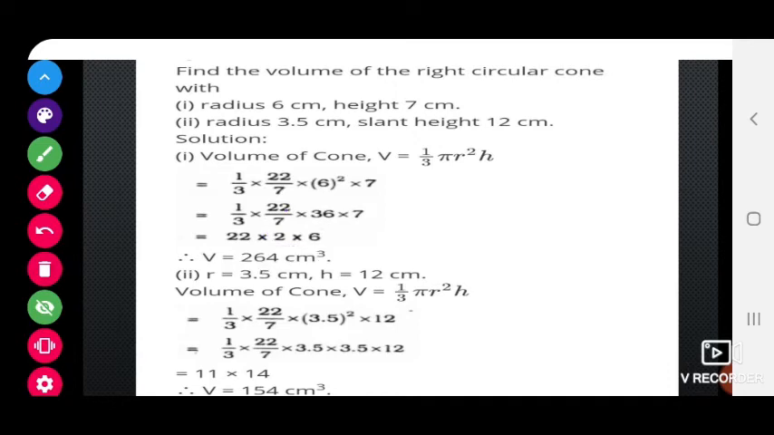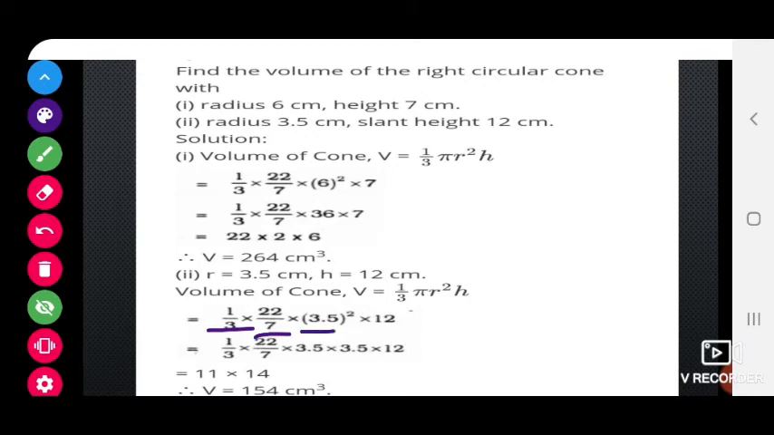Next, r is equal to 3.5 centimeter. Height is 12 centimeter. Directly again we can substitute. That is 1/3 pi r square h. Each and everyone try to write each formula 5 times in your classwork before getting into the exercise. Once you know the formula, then whatever I am doing, you can understand.